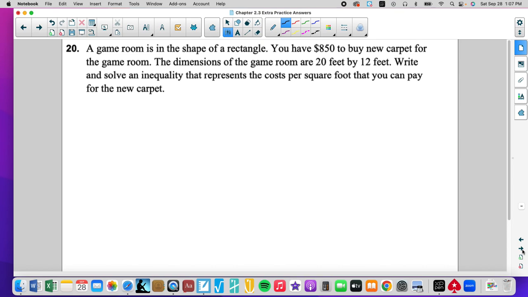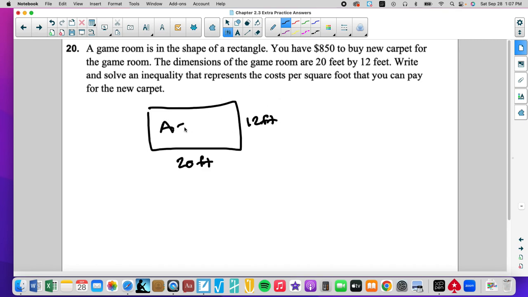Okay, well, the dimensions of the game room, so I'm doing this out. I'm not totally confident in this, but we're going to try it. We're going to start writing things. We're going to get concrete. So the cost per square foot. So square foot, that means I have to find the area, which is 12 times 20, which is, my area is 240 square feet.